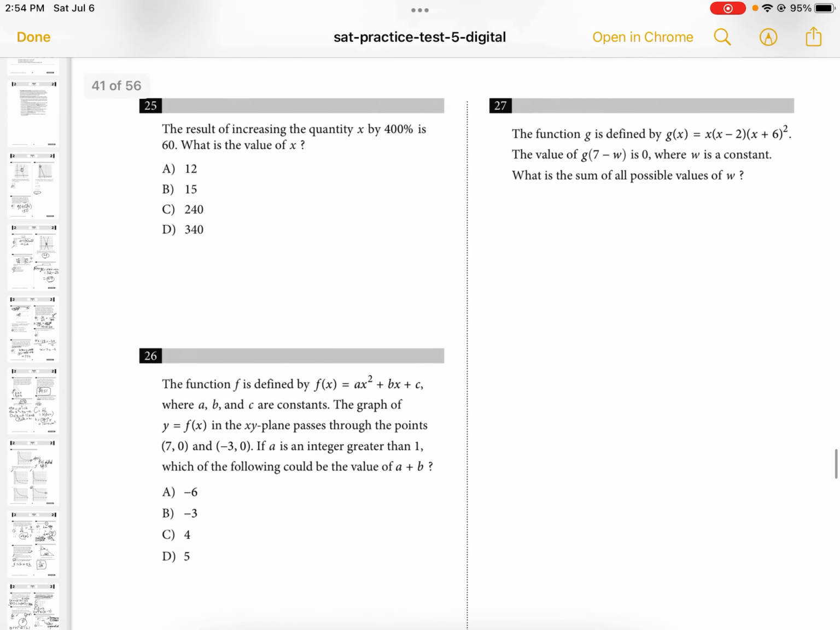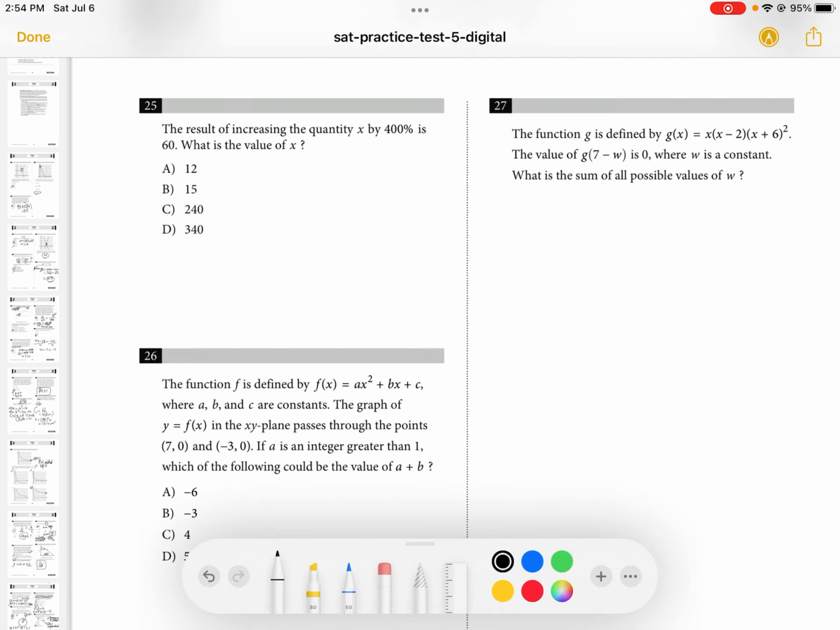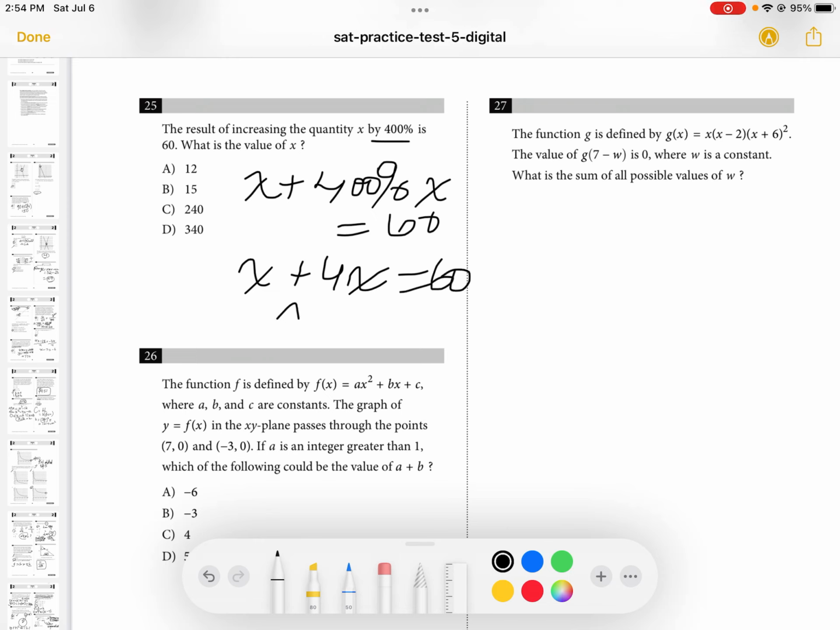Okay. Number 25, the result of increasing the quantity x by 400% is 60. What's the value of x? Right. So an increase of 400%. You're taking x, and then you're adding a 400% increase to it. And that's equal to 60. Now, 400% of something is just 4 times something. So x plus 4x is equal to 60. And when you solve, you get x is equal to 12. It's A.